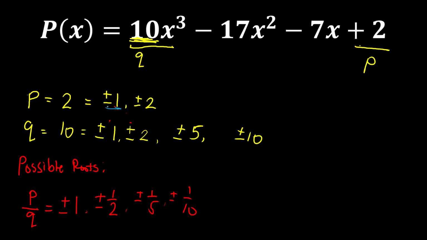Tapos na tayo with positive, negative 1, ha. Dito naman. So, positive, negative 2 divided by 1. So, that is positive, negative 2. Then, positive, negative 2 divided by 2. The answer is 1. Ito na yung 1. So, hindi na kailangan isulat pa ulit yung 1. Sunod, 2 divided by 5. That is positive, negative 2/5. And lastly, 2 divided by 10, that is 2 over 10.